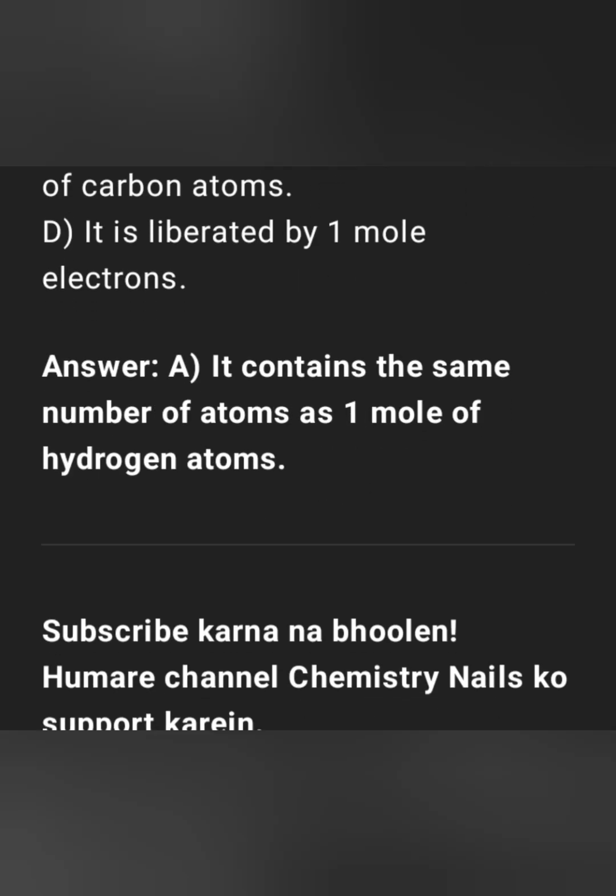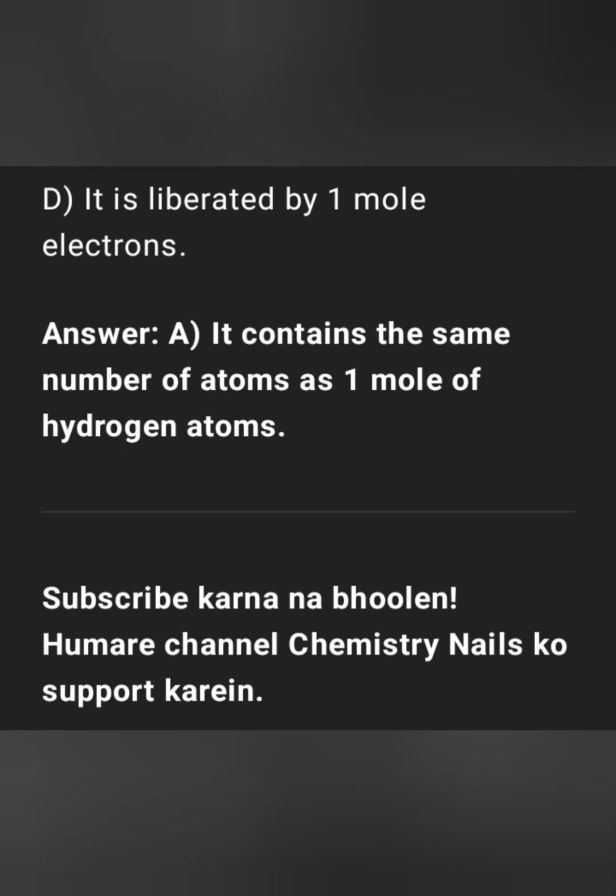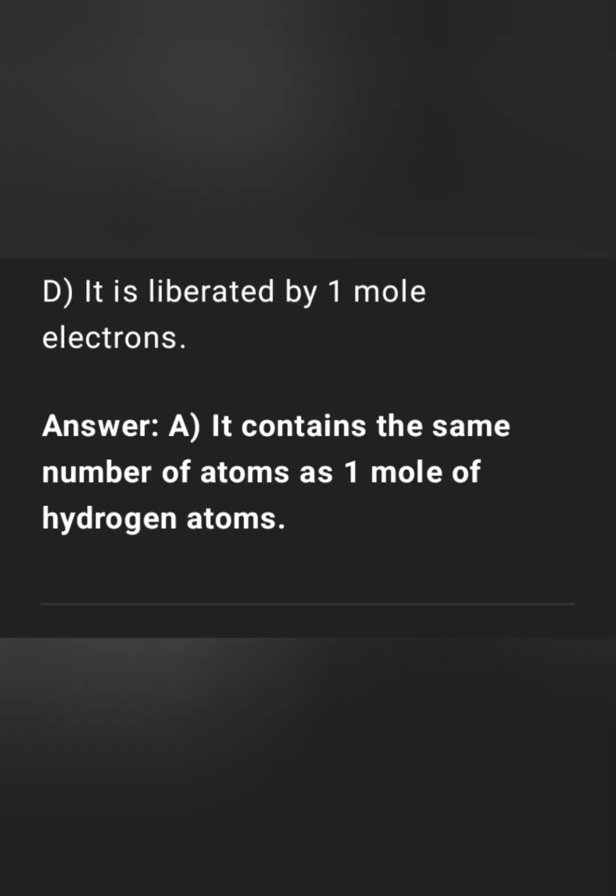Answer A. It contains the same number of atoms as 1 mole of hydrogen atoms.